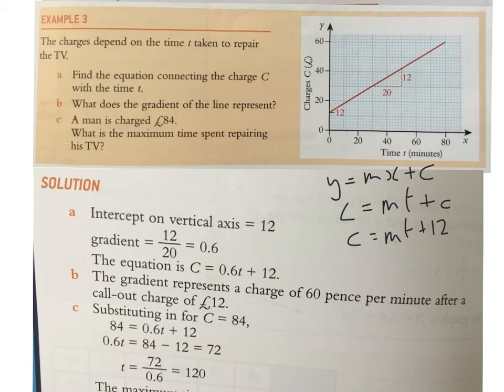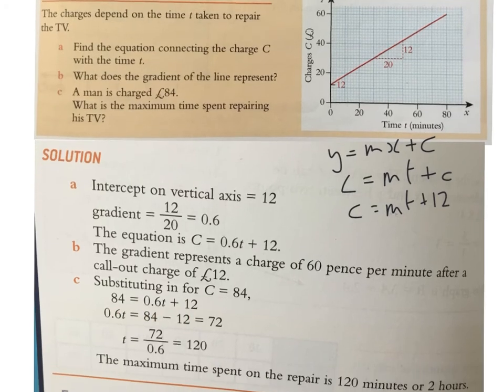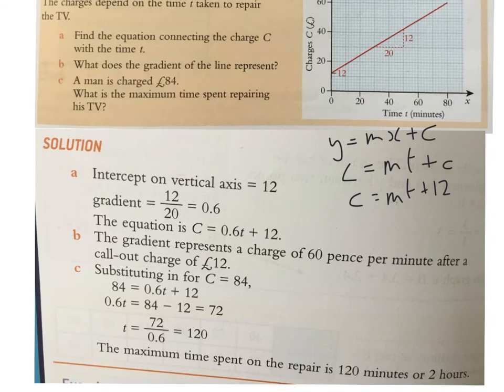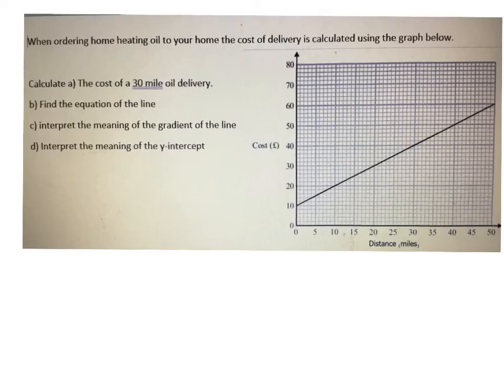And then part C, a man is charged £84. What is the maximum time spent repairing the TV? 84 is the charge C, so you put in this equation here, the C will now be 84. So 84 equals 0.6t plus 12, and then you can solve that just by your normal method, and you would get t is 120. So the maximum time spent on repair is 120 minutes or 2 hours.